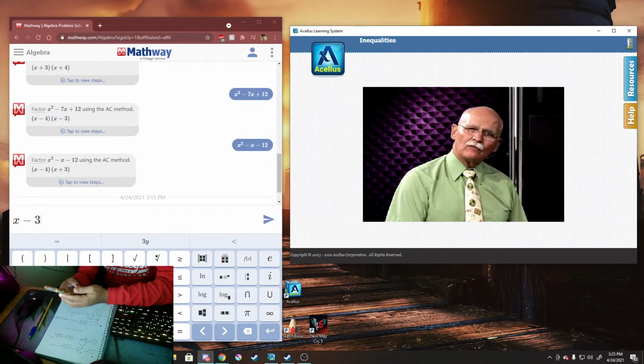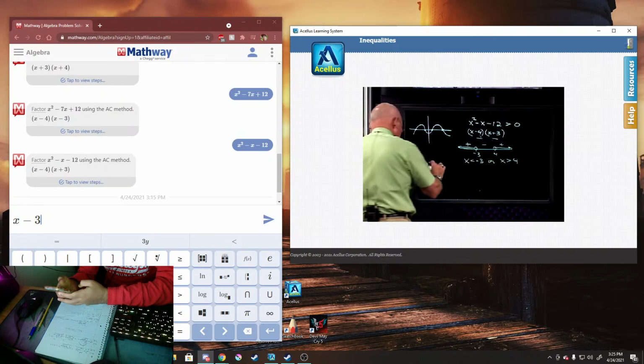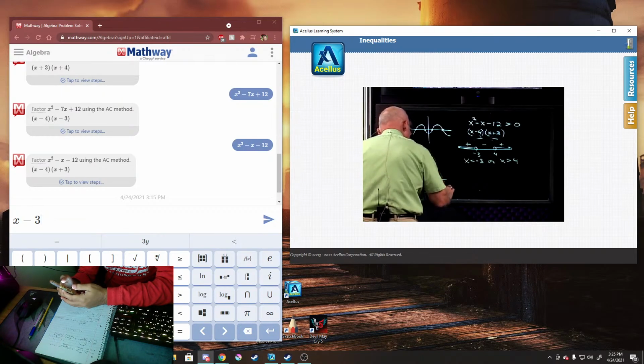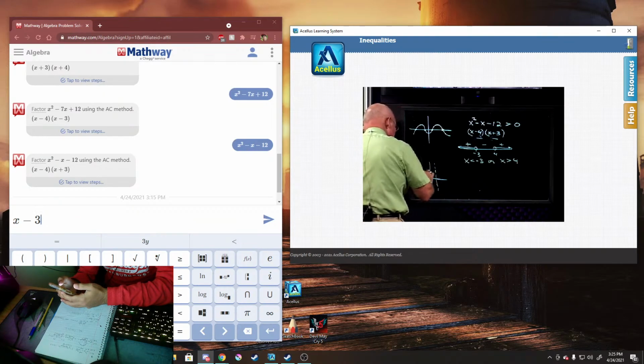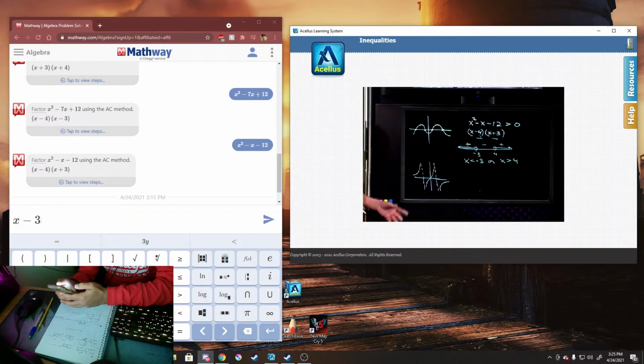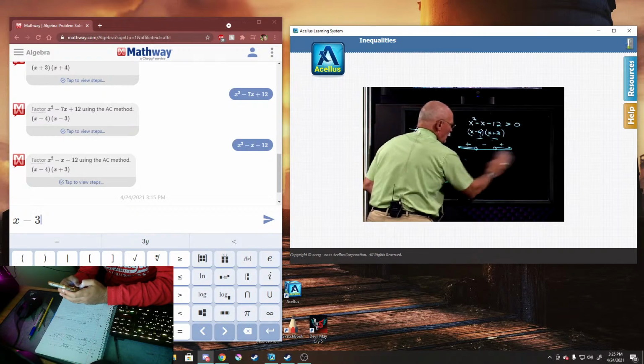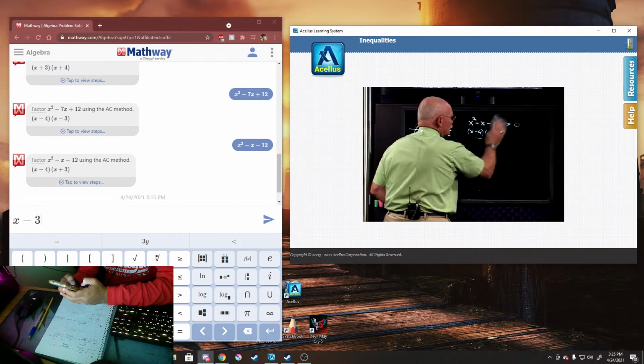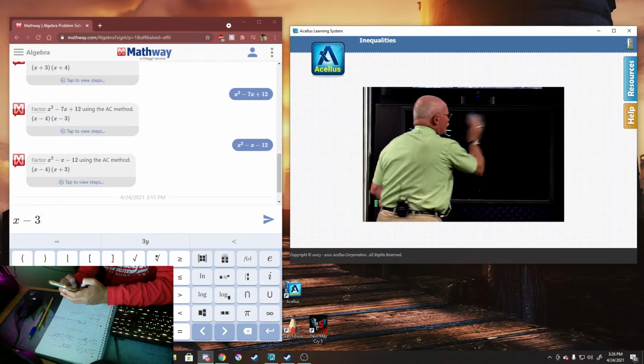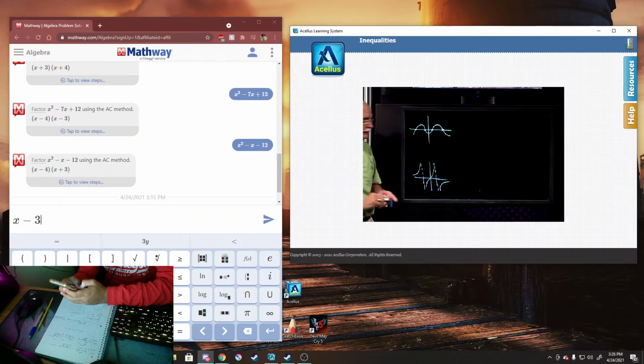Now it works the same for rational functions as well. If I have rational functions, they usually have asymptotes, but sometimes they're above the x-axis and sometimes they're below the x-axis. Up here is where the function's positive, down here is where the function's negative. Suppose we had a question like the following. I'm going to give you a rational function, and I'm going to ask the question, where is it greater than or equal to 0?